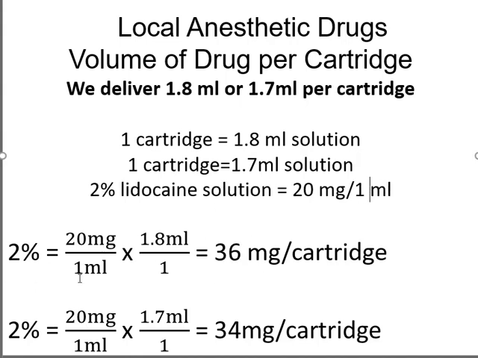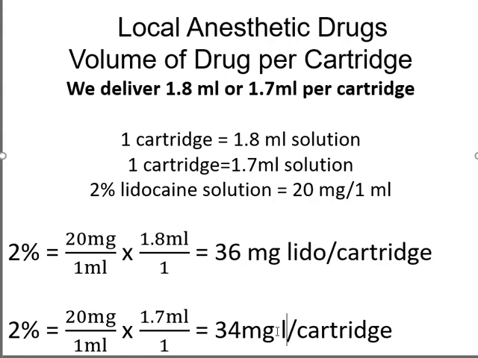So that's 20 milligrams over 1 milliliter, multiplied by how much is in each cartridge, 1.8. We cross out the milliliter here, and you get 36 milligrams per cartridge. Now, if the cartridge is only 1.7 milliliters, you'll do the same thing: 20 milligrams over 1 milliliter, multiply by 1.7 milliliters, which will give you 35 milligrams of lidocaine per cartridge. Let's say lido, because that's the drug we're talking about here.